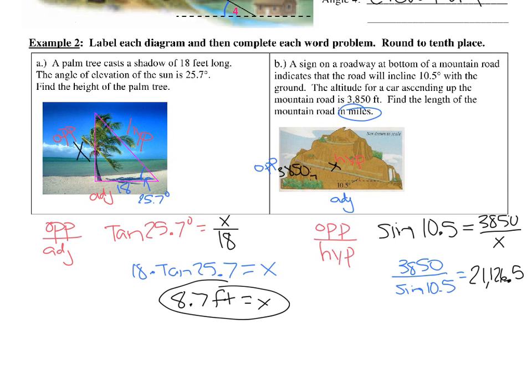So we should hopefully know, or Google, that there are 5,280 feet in 1 mile. So we're going to take our answer that is currently in feet, and we're going to divide it by 5,280, and we'll end up with 4 miles as the length of the mountain road.